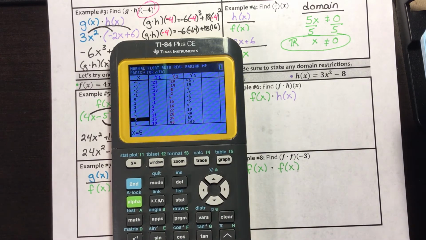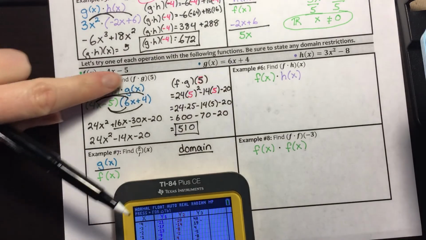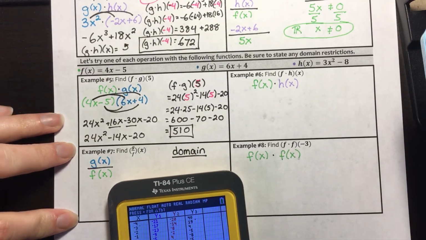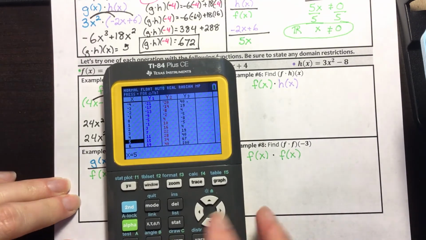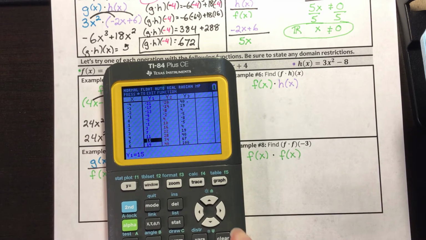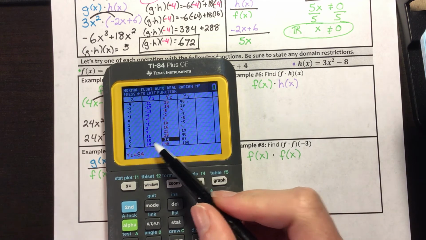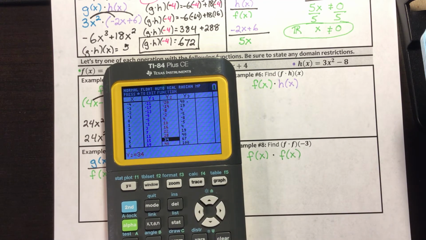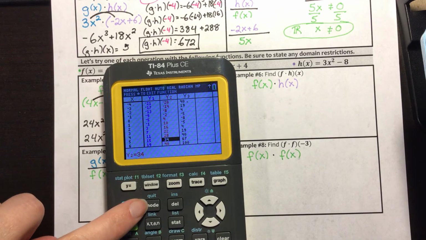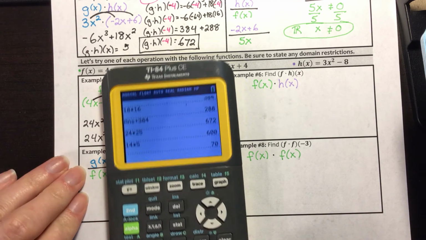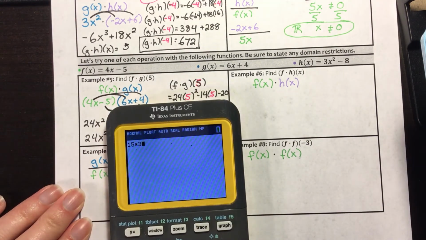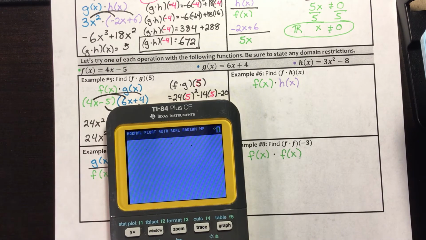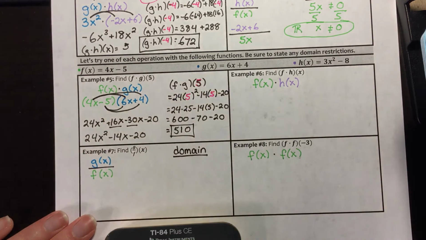There it is. We were doing f times g of x, so f times g of 5, or f of 5 times g of 5. If you take a look, f of 5 is 15 and g of 5 is 34. If you multiply together 15 times 34, what do you get? I'm going to hit second and then mode for quit to get back here. We were multiplying together 15 times 34, the two numbers that we got from the table, and we have 510. Here's 510.